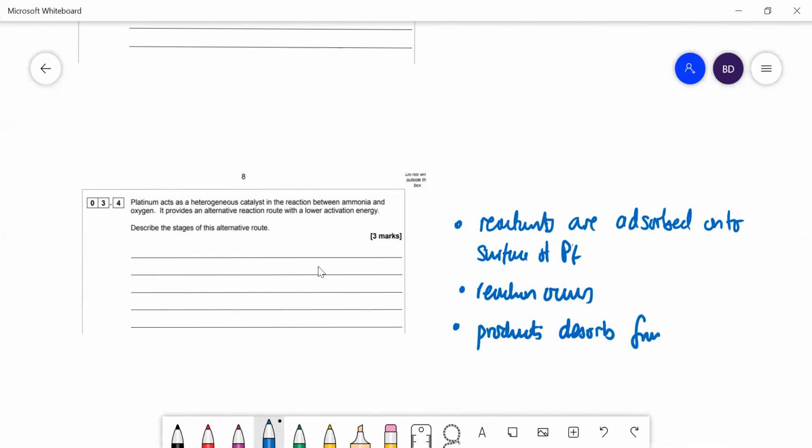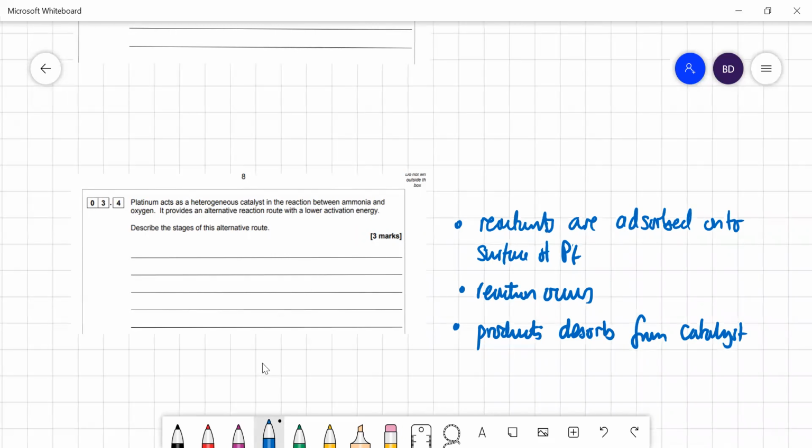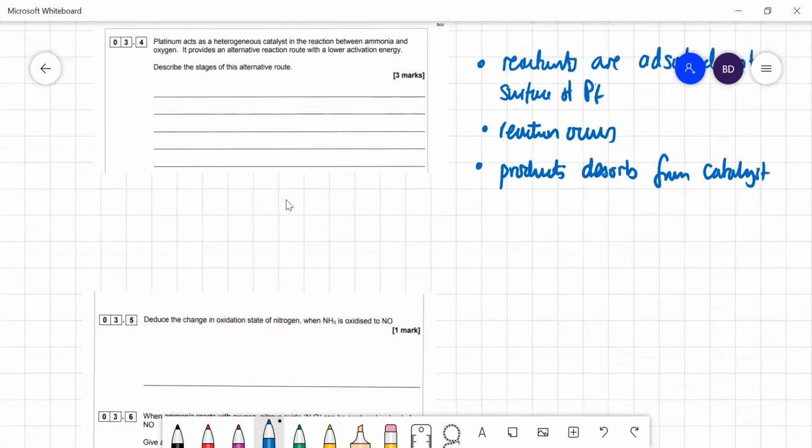From the catalyst. Okay, so when the reactants adsorb to the surface of the platinum, some of the electrons occupy the vacant d orbitals in the platinum. That weakens the bonds. That's how it actually works. You don't need to say any of that. You just need to say adsorbed, reaction occurs, and then desorb. 3 marks.